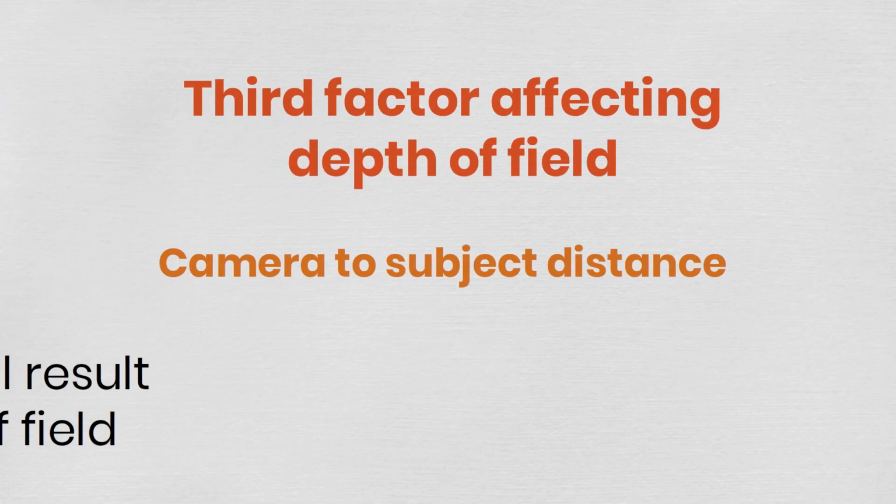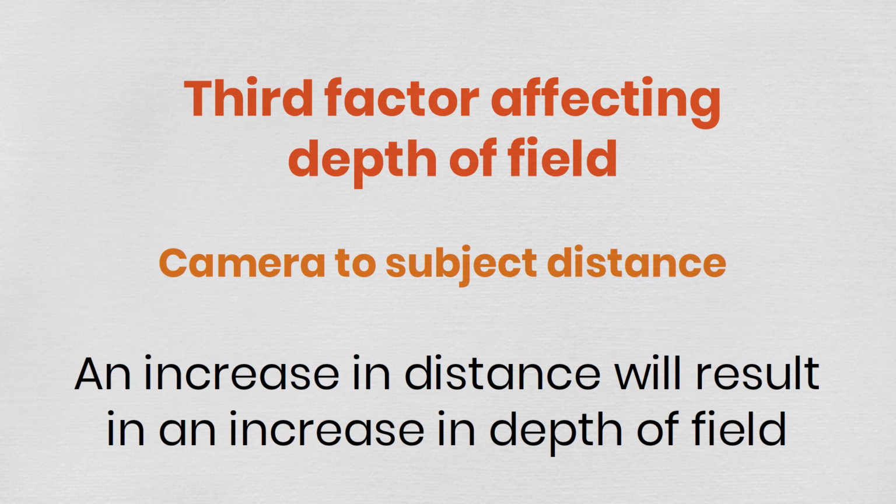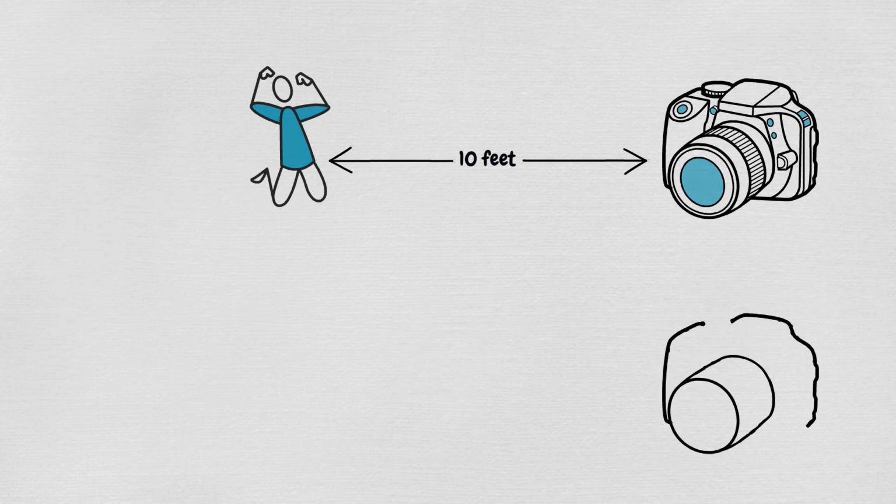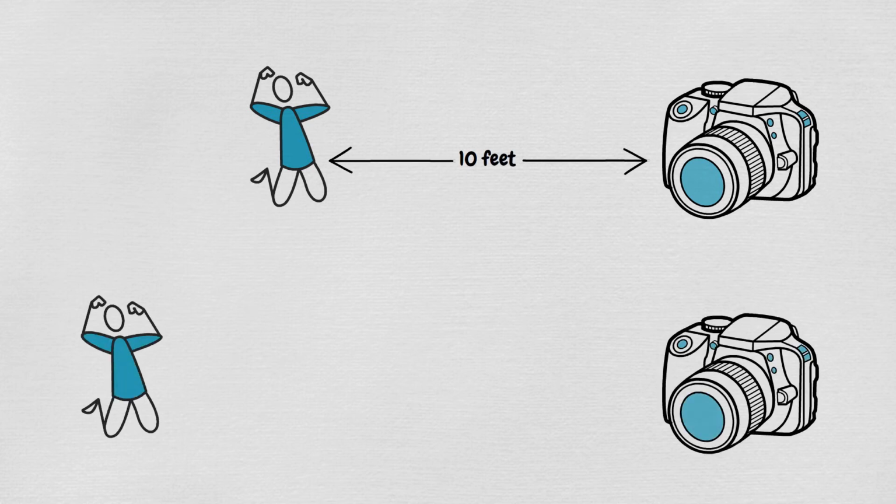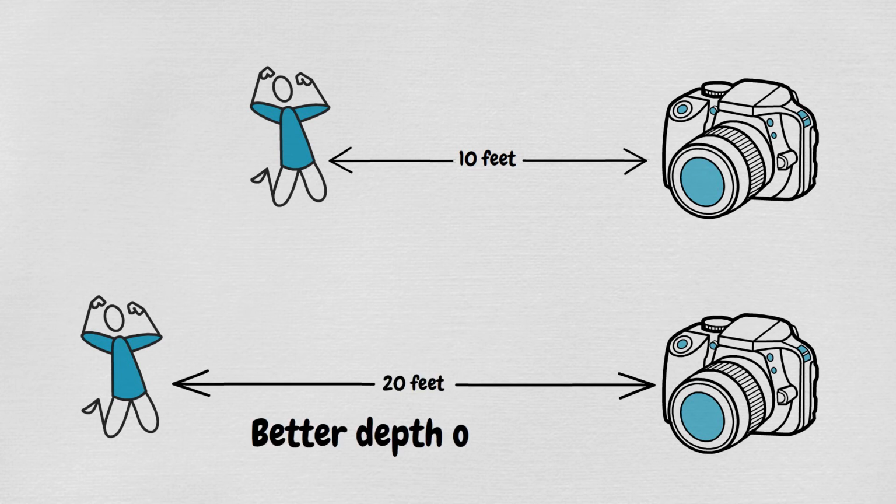Now, we go to the third factor that affects depth of field. It is the camera to subject distance. As the camera to subject distance increases, depth of field will also increase. For example, you are shooting something from 10 feet and you are shooting the same thing from, let us say, 20 feet. What you shoot at 20 feet will have a better depth of field than what you shot at 10 feet.